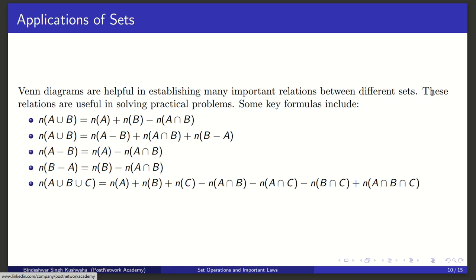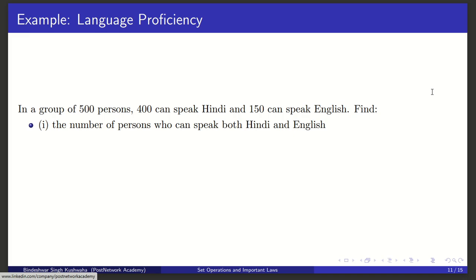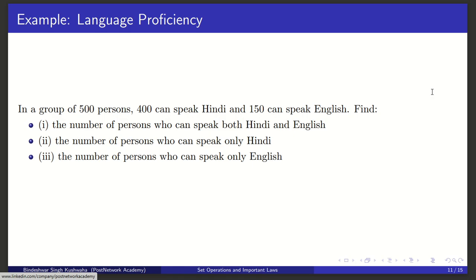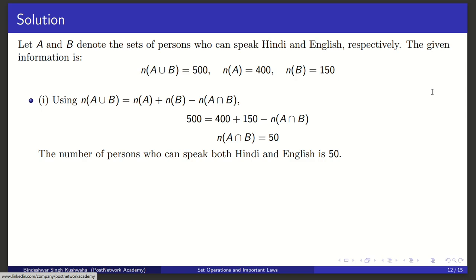I am leaving it to you, and you can also extend it to three sets. So n(A union B union C) is equal to n(A) plus n(B) plus n(C), minus n(A intersection B), minus n(A intersection C), minus n(B intersection C), plus n(A intersection B intersection C). Let us see an example. In a group of 500 persons, 400 can speak Hindi and 150 can speak English. Find the number of persons who can speak both Hindi and English, the number of persons who can speak only Hindi, and the number of persons who can speak only English.